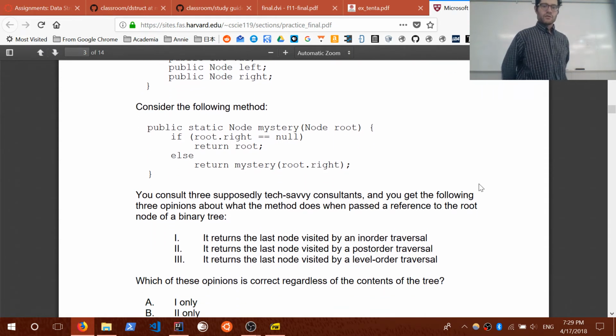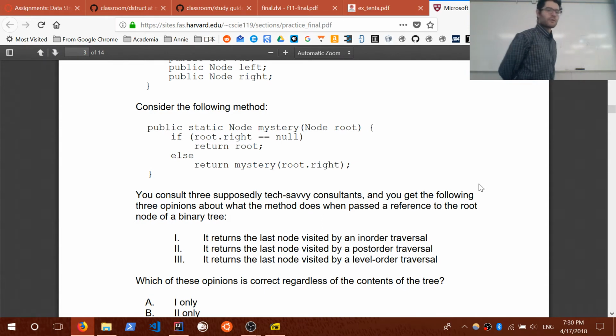It takes a root node. If root.right is equal to null, so if the root of this tree or subtree does not have a right child, return the current root. Else, if it does have a right child, return the function call on the right node. Okay? So let's think ourselves, what is this going to do? If we call this on the root of a tree, it's going to go all the way to the right.